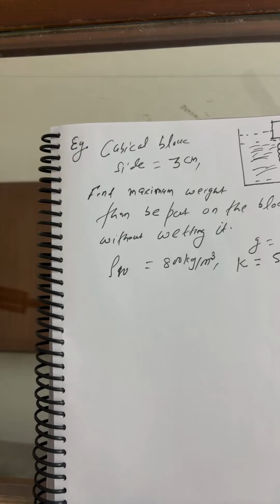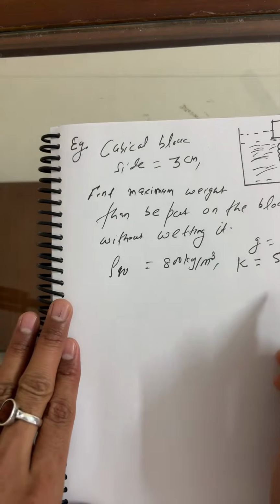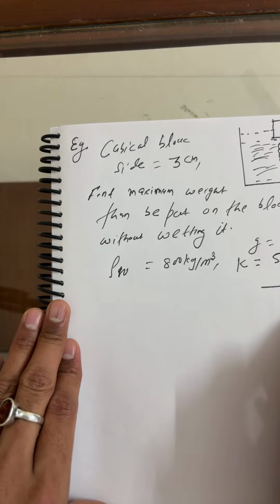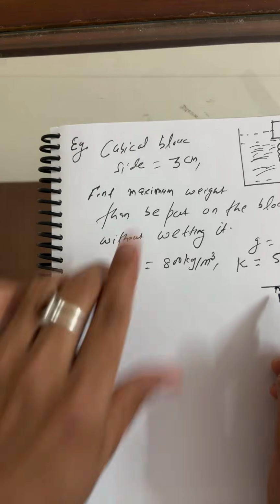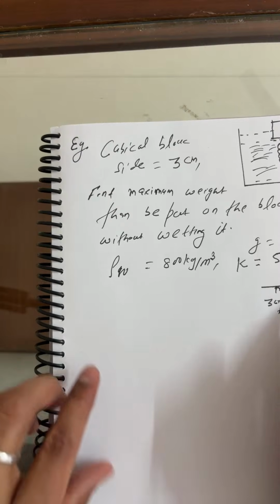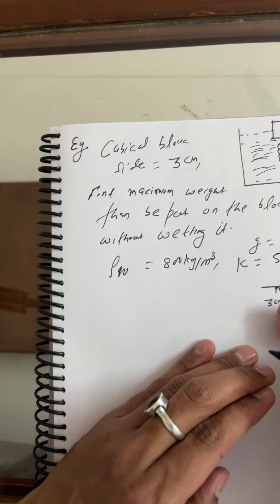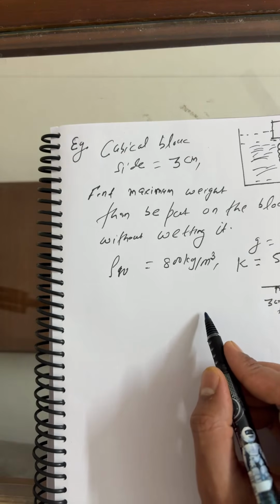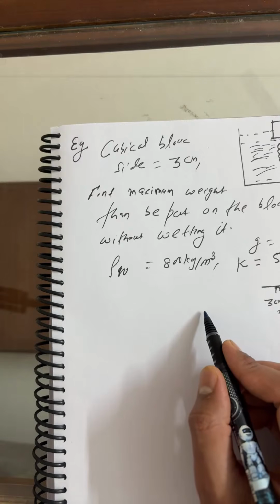So initially, if it is submerged, the depth of the block is h. We don't know what this is, right? But they mention it just touches the surface of water. So what is the edge of the cube? This is 3 centimeter, right, beta ji? Okay. So let us suppose the initially submerged depth of the block. Then you can write here rho Bg, okay.